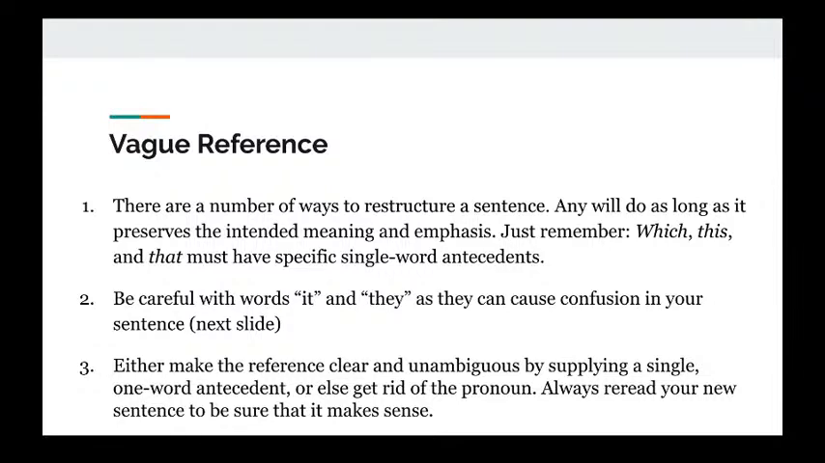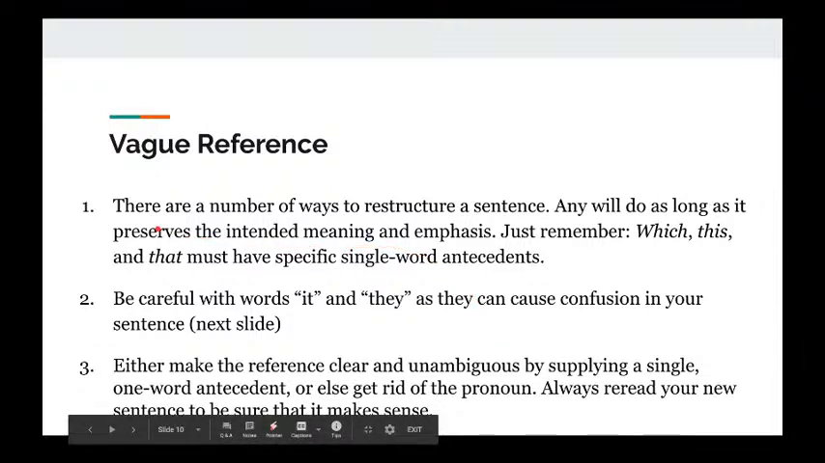So now just to go over some quick rules for vague reference. Again, I don't have the example sentences and details I would go into if this were the regular lesson, but since it's a recap, I'll just be reading the rules. There are a number of ways to restructure a sentence. Any will do as long as it preserves the intended meaning and emphasis. Just remember which, this, and that must have specific single-word antecedents.